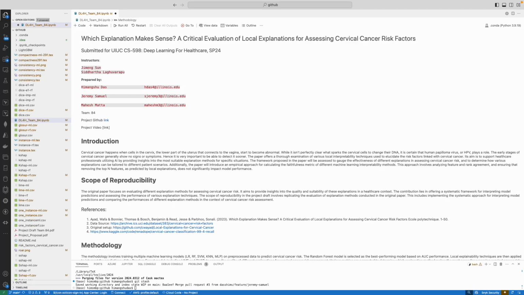Hi, this is our final project for CS598 Deep Learning for Healthcare, where we have reproduced a deep learning paper named A Critical Evaluation for Local Explanation for Assessing Cervical Cancer Risk Factors. This is me, Himanshu, Jeremy, and Mahesh in the team.